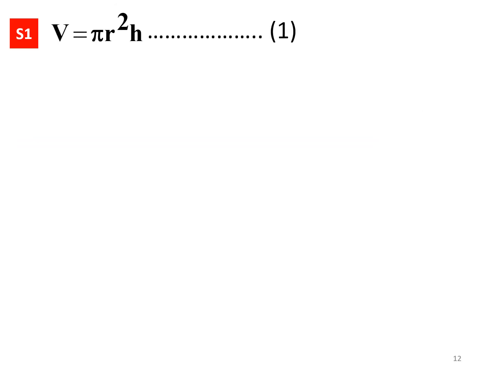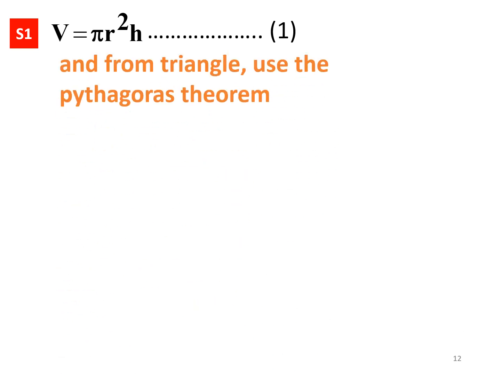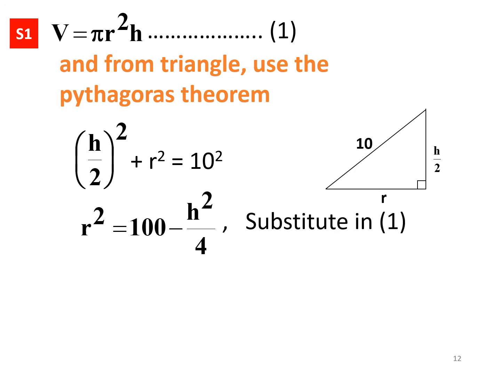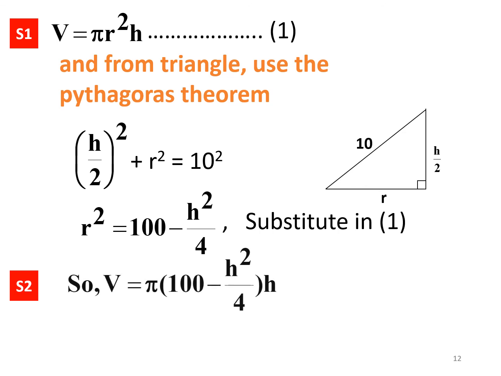Step 1, the volume of the cylinder is pi r squared h. From the triangle, use the Pythagoras theorem. We will have (h over 2) squared plus r squared equals 10 squared. So r squared equals 100 minus h squared over 4, since we want to replace r squared in the volume. Step 2, substitute: V equals pi times (100 minus h squared over 4) multiplied by the original h. We simplify, and we will have pi times (100h minus h cubed over 4).